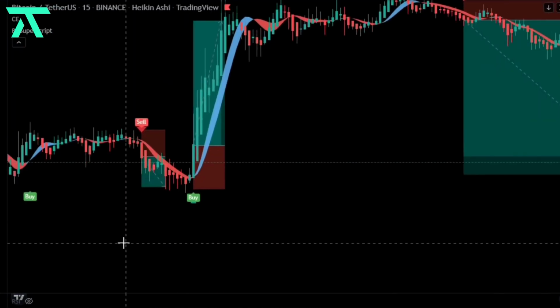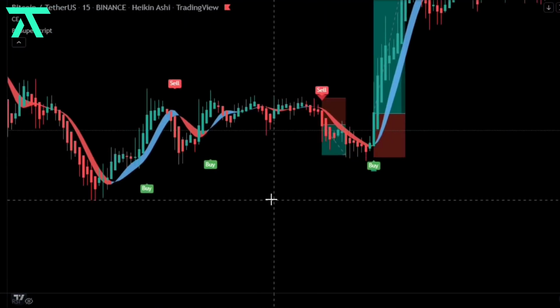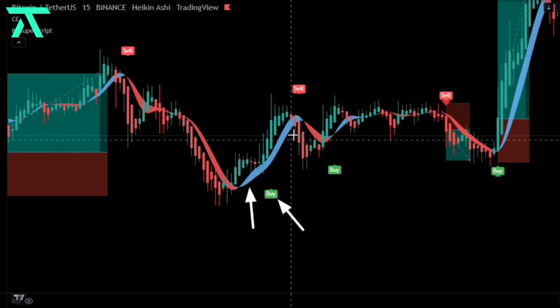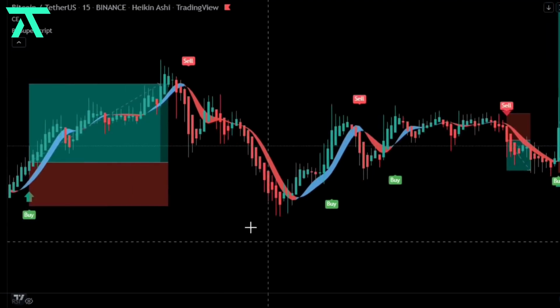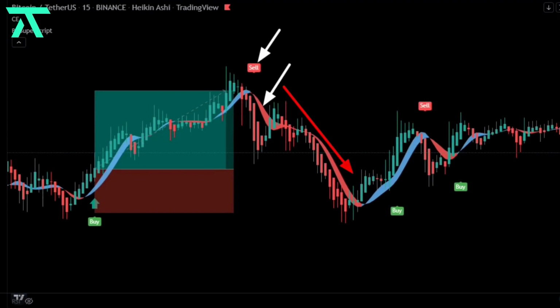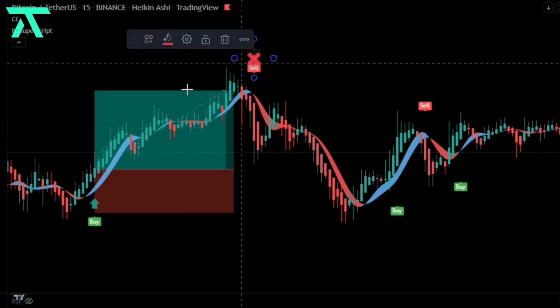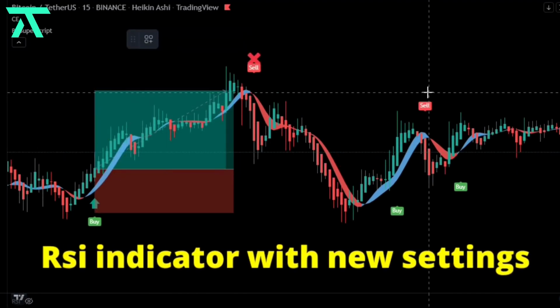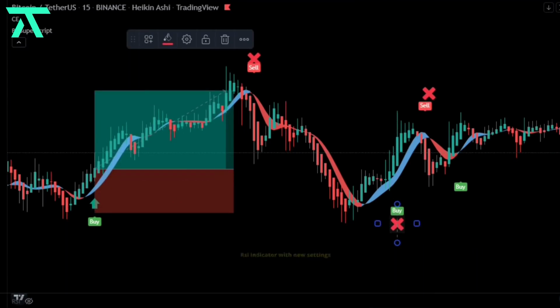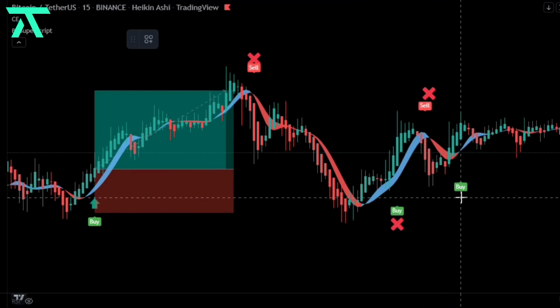Well, we have reached the important part of this strategy. Please pay attention to what is being said. Here both indicators confirm the buy signal. Or here both indicators have issued a sell signal and it seems to be a valid signal. But why are these signals not valid? Because the third indicator, RSI with its new settings, does not confirm these signals, and we get the final approval from RSI.